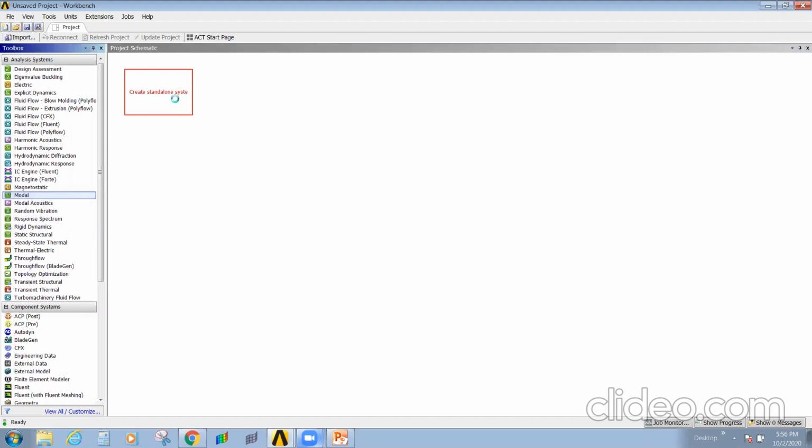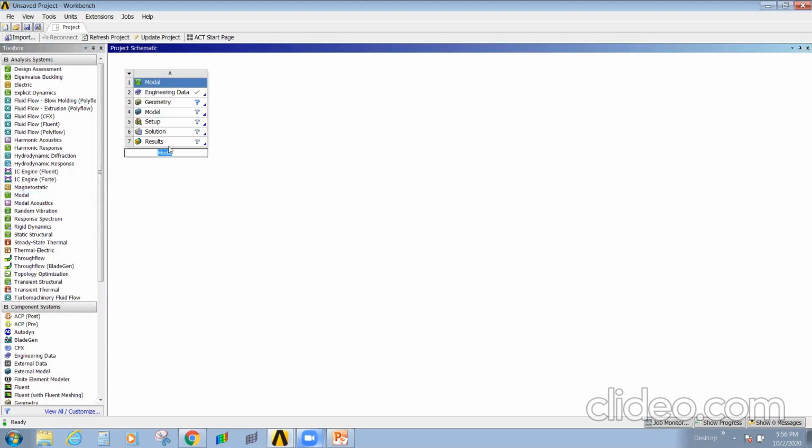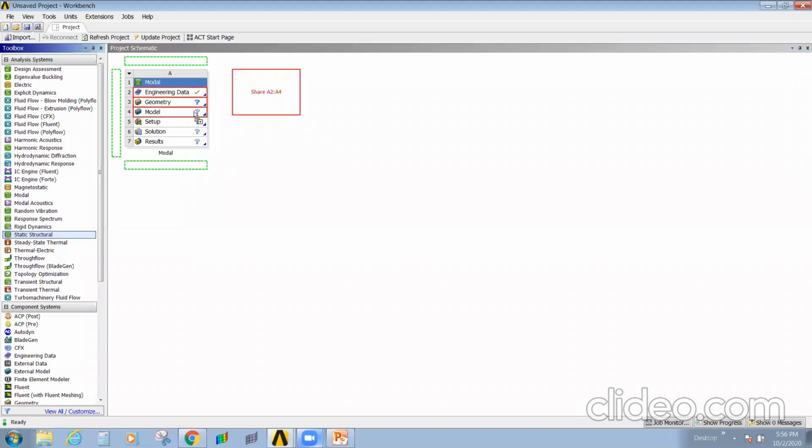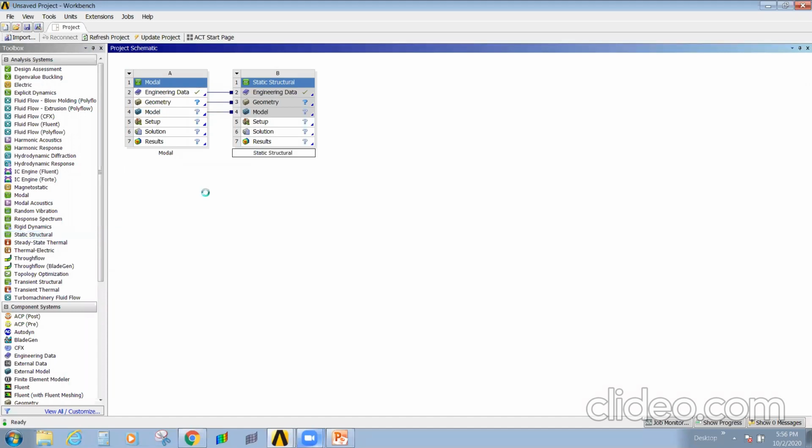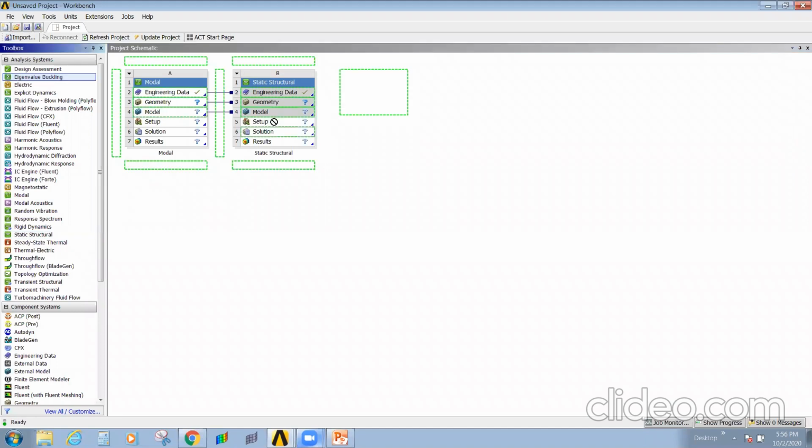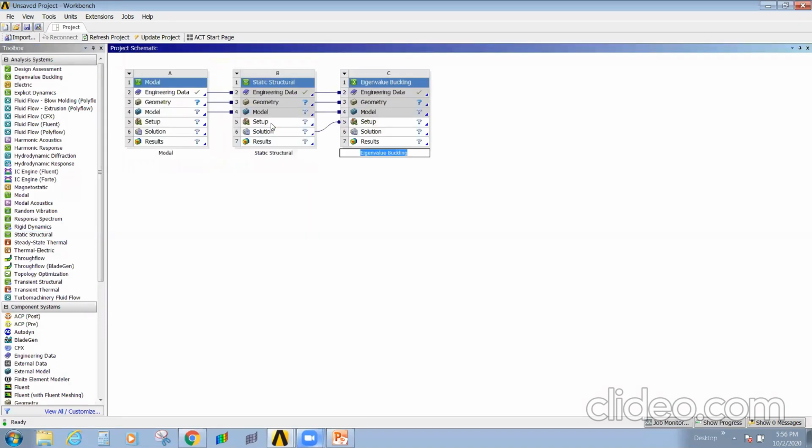Do a modal analysis. Make sure that you're doing a modal analysis for everything, so that you'll be more familiar with modal analysis as well as structure analysis. Okay, so taking to the buckling analysis, your static structure is a base for that.